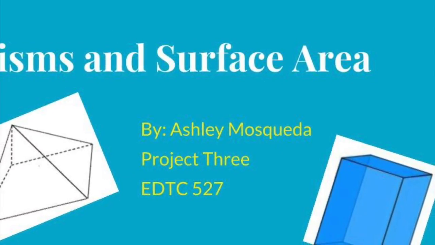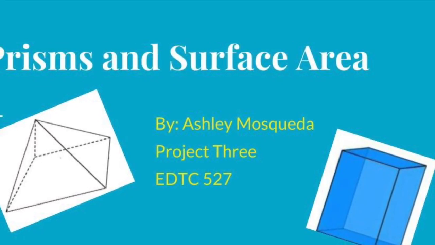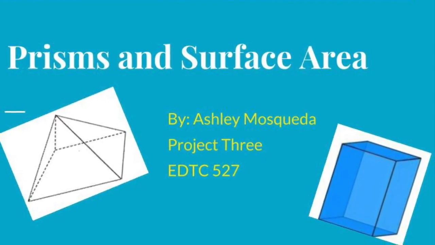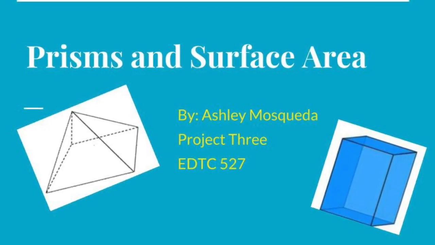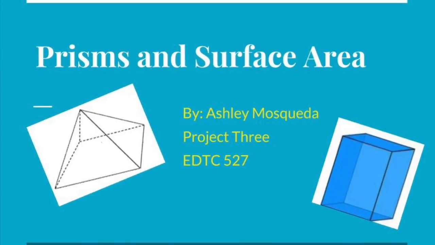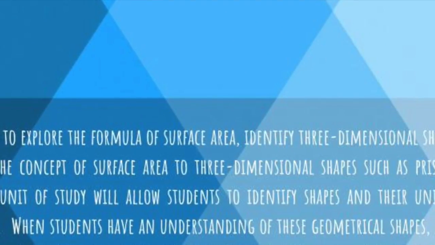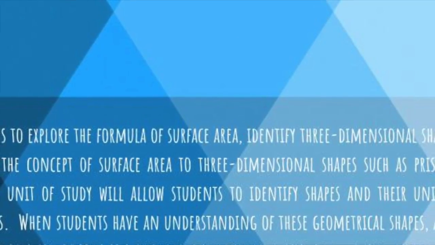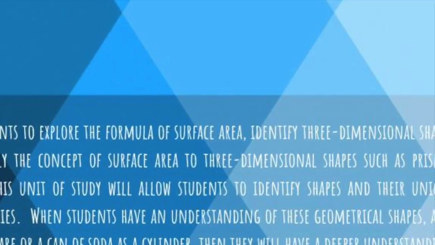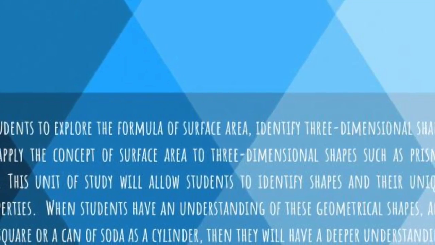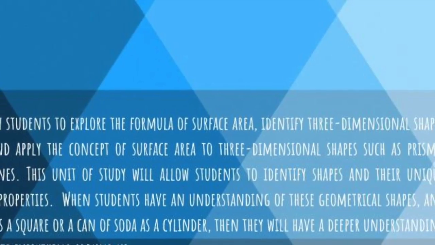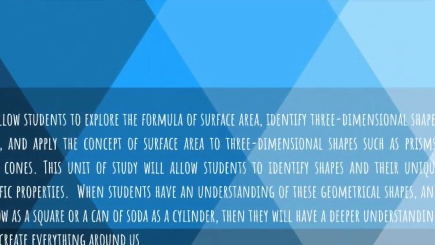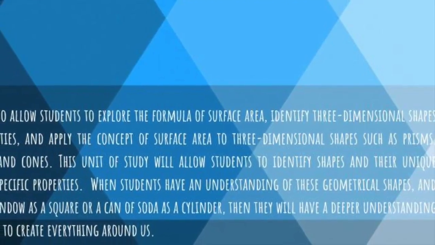This is my 7th grade unit plan on prisms and surface area. This unit will take place over a 15-day period of 55 minutes per day. This unit is designed to allow students to explore the formula of surface area, identify three-dimensional shapes based on their properties, and apply the concept of surface area to three-dimensional shapes, such as prisms, pyramids, cylinders, and cones.